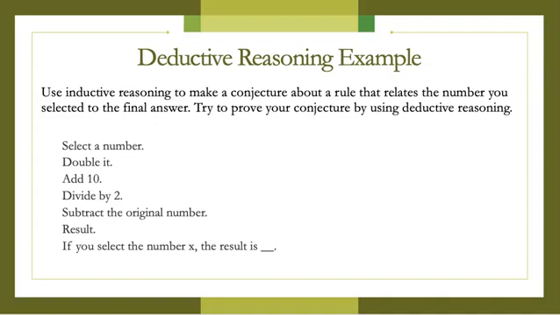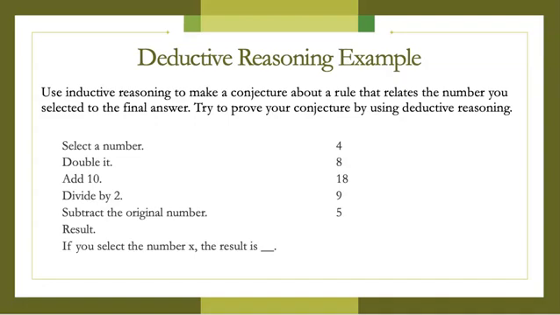So we're going to select a number, double it, add 10, divide by 2, subtract the original number, and see what we get. If you want to pick a number in your own mind to work along with me, that would be great. I could go through any number of examples here, but let's say we start with the number 4. If I start with 4, then when I double it, it becomes 8. 8 plus 10 is 18. 18 divided by 2 gives me 9. And then if I subtract the original number of 4, 9 minus 4 gets me to 5.